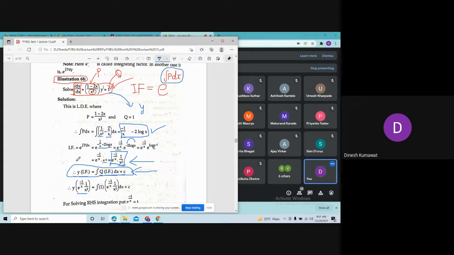So just use the value of integrating factor from above. So this becomes y into e to the power minus 1 upon x into 1 upon x square is equals to integration of, we have already shown that Q is nothing but 1. So Q is 1 into e to the power minus 1 upon x into 1 upon x square dx plus c. Now our aim is to solve this integration. Now how are you going to solve it?